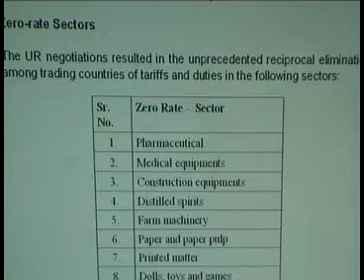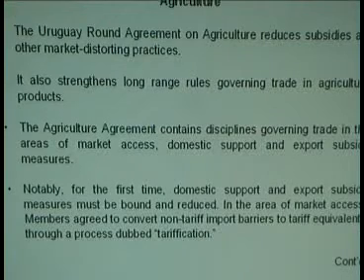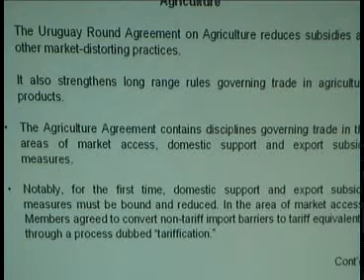Now, agriculture: what happened? The agriculture sector was initially out of GATT; it was brought within the ambit of GATT. So the first thing was to do away with the agricultural subsidies. I don't know how far we have succeeded or not, because there are a lot of hidden subsidies, a lot of subsidies being given to farmers by the European Union, and that they cannot do away with.